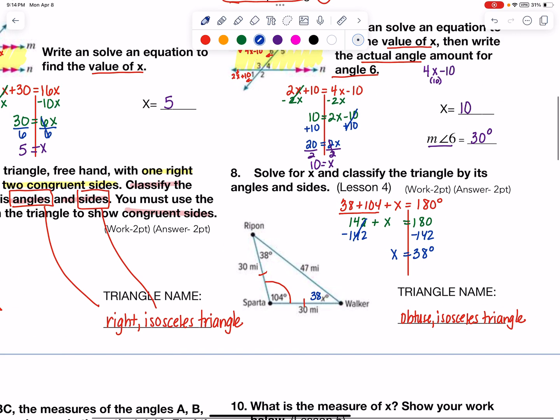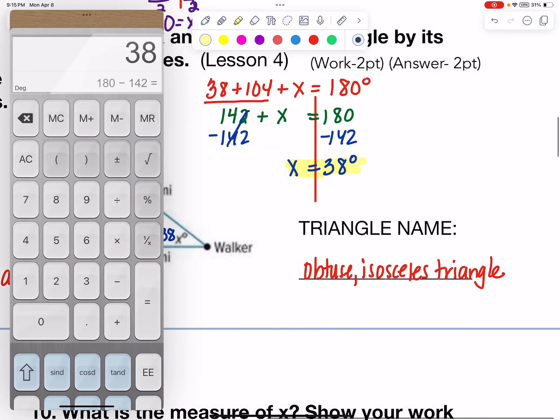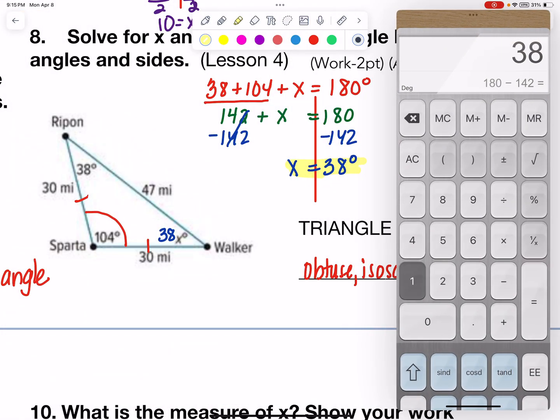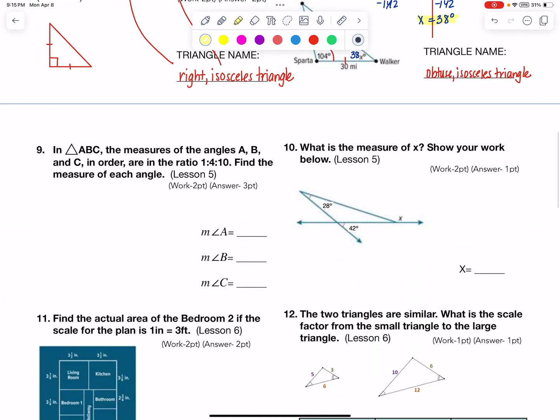Okay, and there we go. So I'm going to highlight my answer here. Okay, and I feel like I just want to double check my work. And this is what you should do on a test just to make sure you're good. 104 plus 38 plus 38 equals 180, so we're good. It's always good to double check if you're not sure.